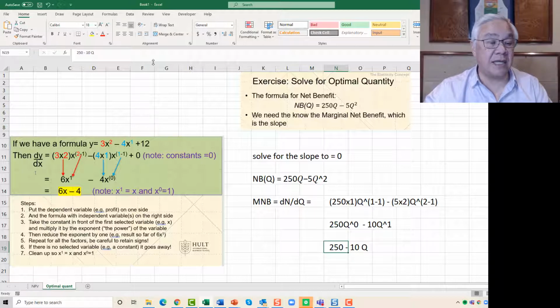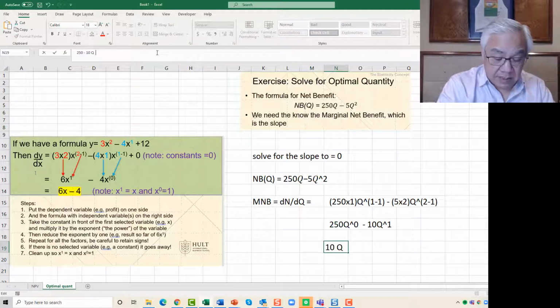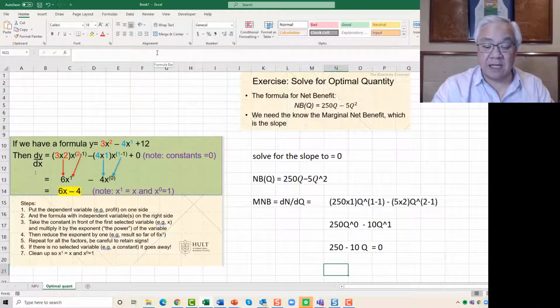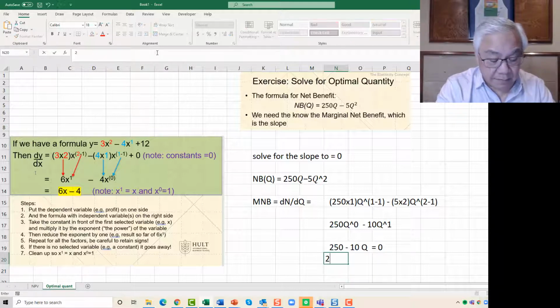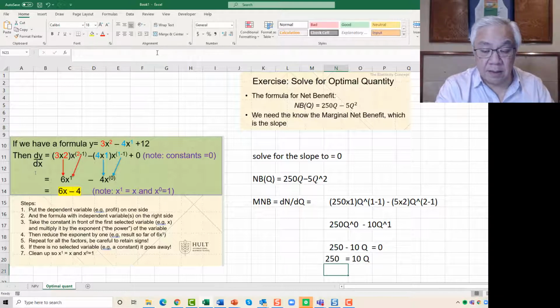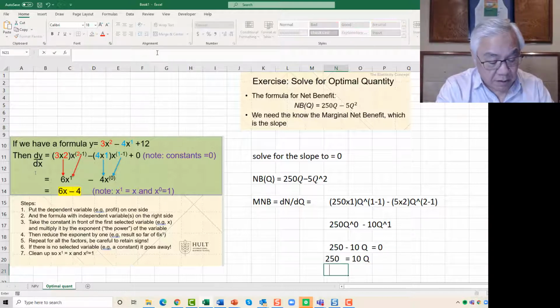You say, okay, let's take that and set it to be equal to 0. And let's solve it. So that means 250 equals 10q. Therefore, q equals 250 divided by 10 equals 25.